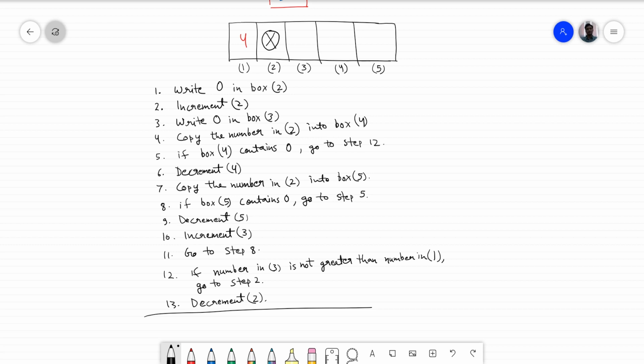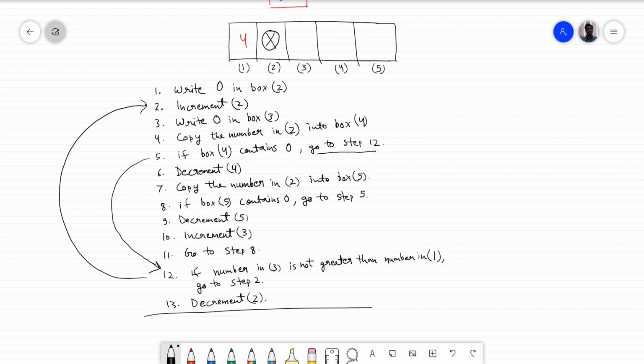So here you can see some steps. For example, if box 4 contains 0, go to step 12. So from here, if it has 0, you jump to this step 12, and then you compare number in 3 and 1. If number in 3 is not greater than the number in 1, you go to step 2. So you can see it is like a loop. So again you start from 2, 3, 4, 5. You don't go to 13 after 12 directly.